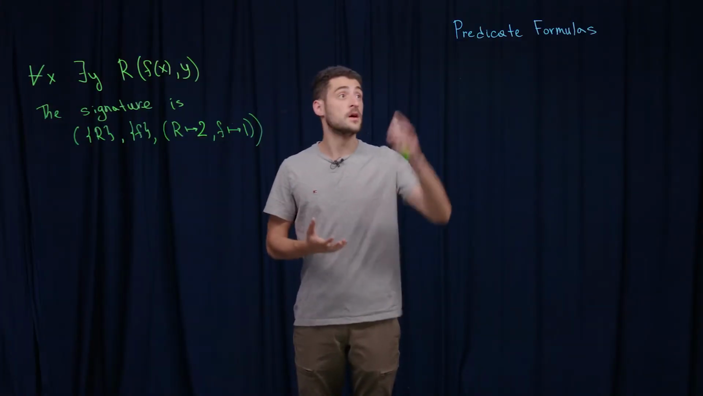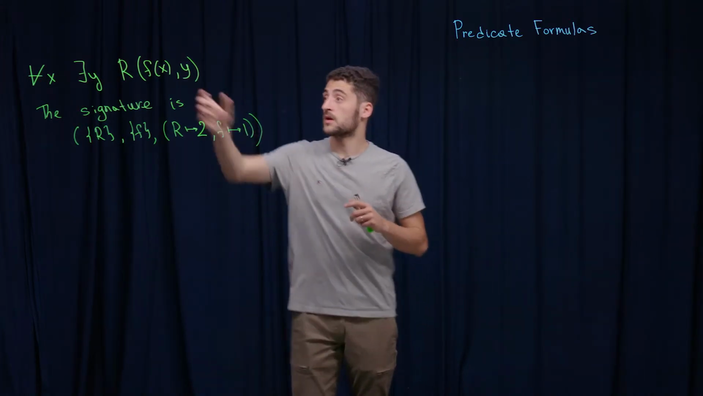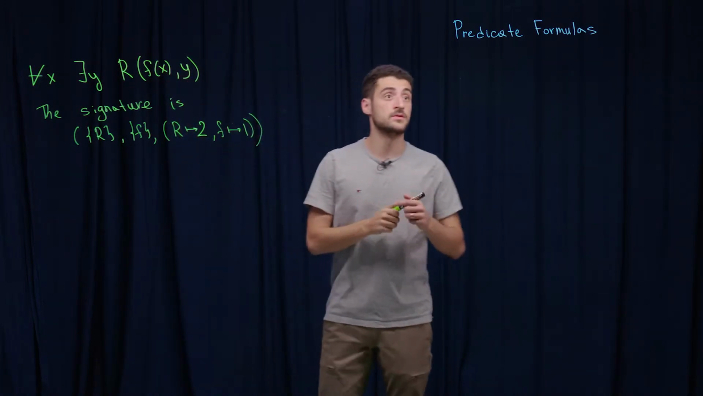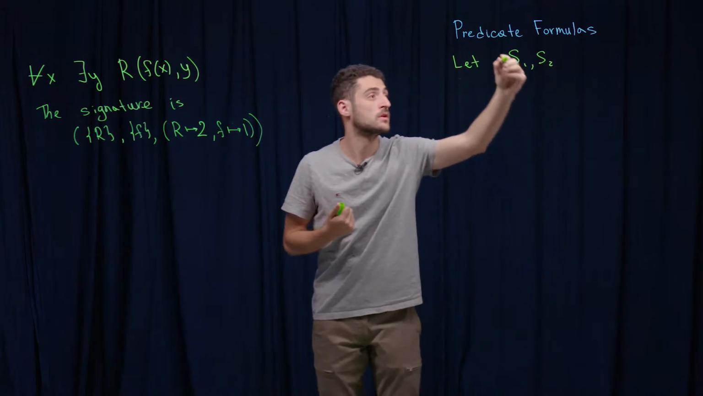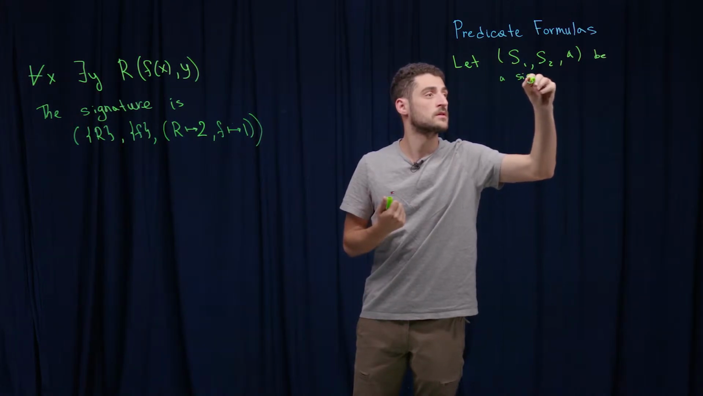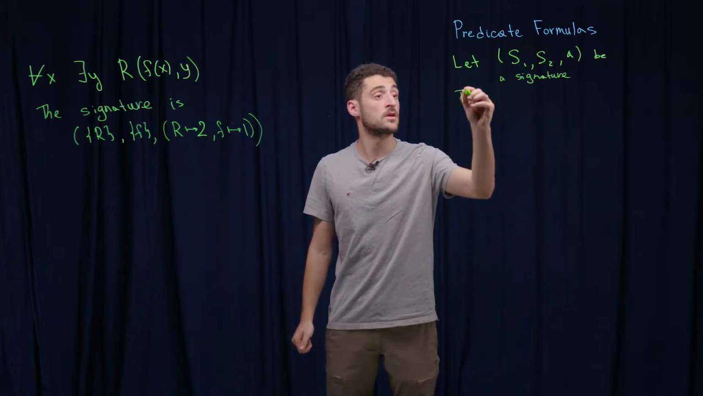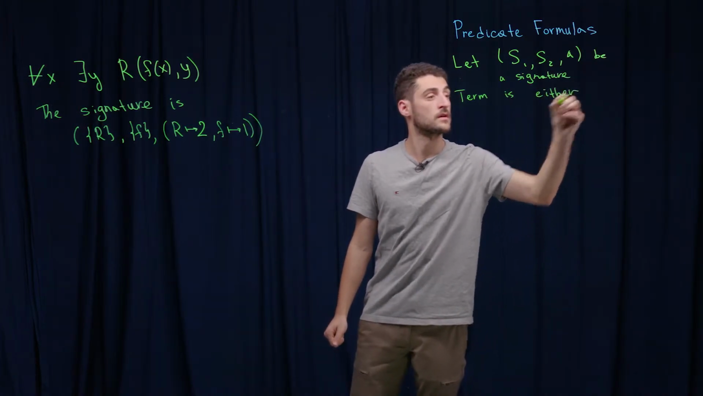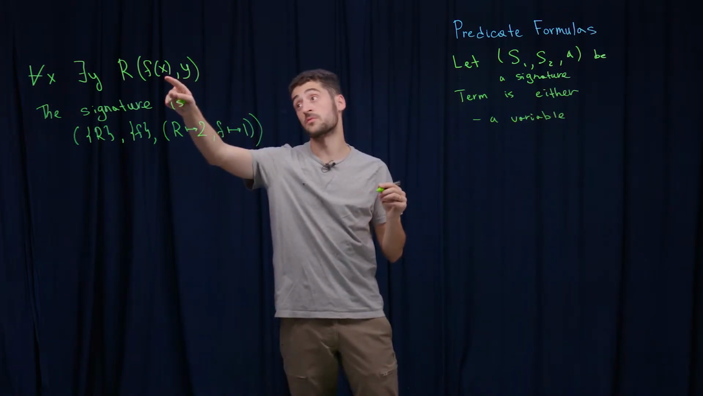Now we may define predicate formulas. First, we need to define the notion of a term. For example, in this formula, f of x is a term and y is a term. Let's do this. So let S1, S2, A be a signature. For example, it's something like this. Then a term is either a variable. For example, y here is a term and x here is a term.